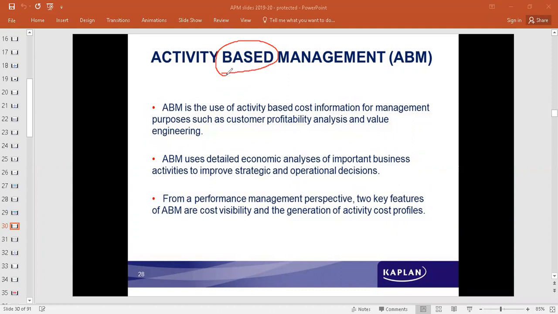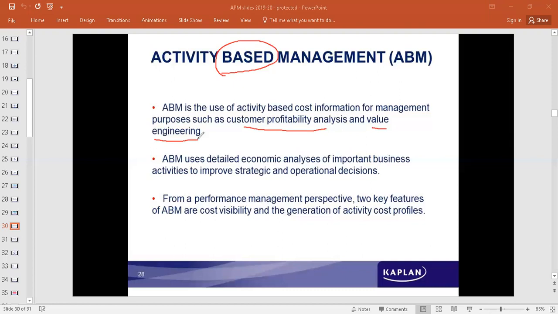So ABM is the use of activity-based cost information for management purposes, and they are customer profitability analysis and value engineering. The concept of value engineering, you must be knowing, is where efforts are put into cutting down the cost and controlling the cost, but also taking into consideration that the quality is never compromised.